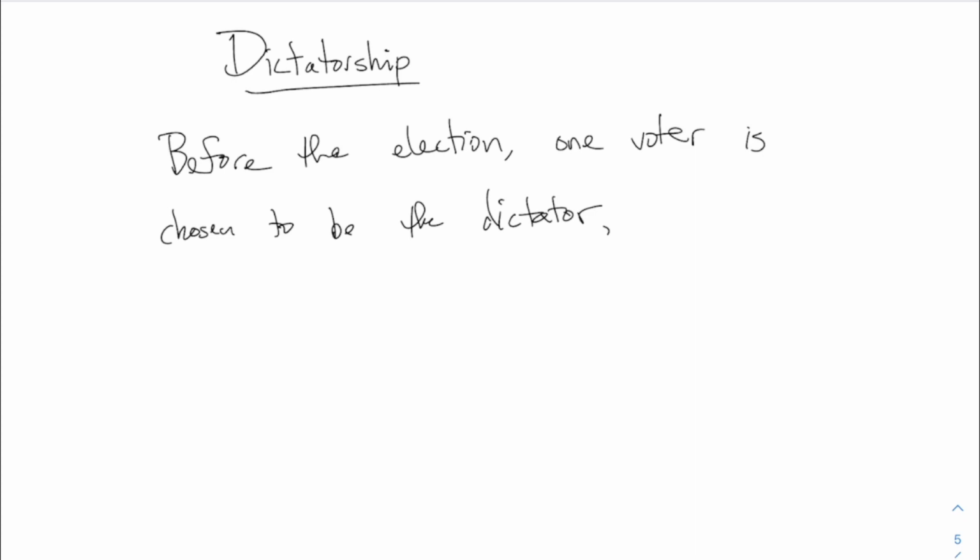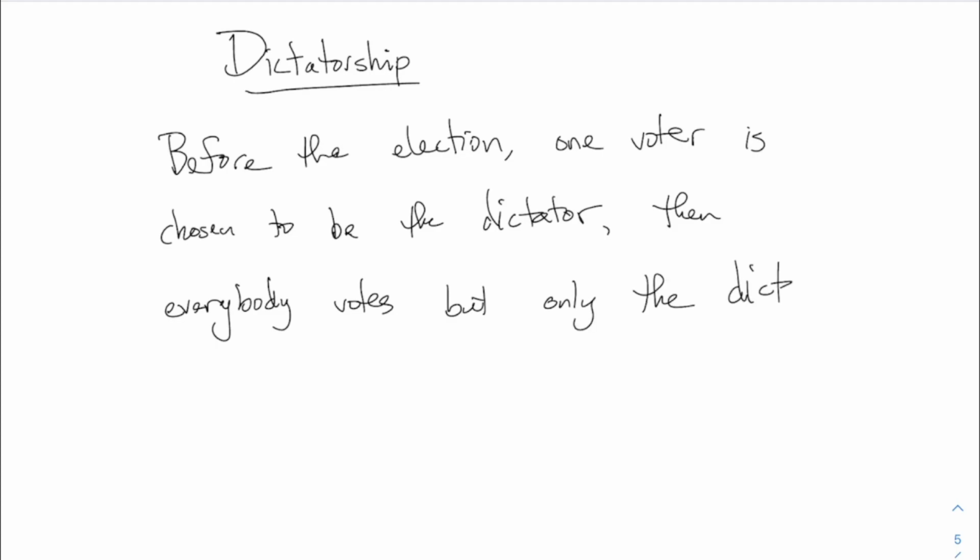So one voter is chosen to be the dictator, then everybody votes, but only the dictator's vote decides the election. And typically the dictator votes for themselves and they win the election. All right? This is called the dictatorship system.